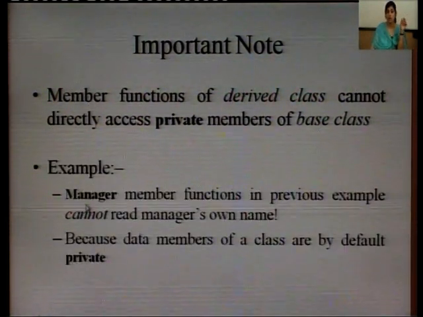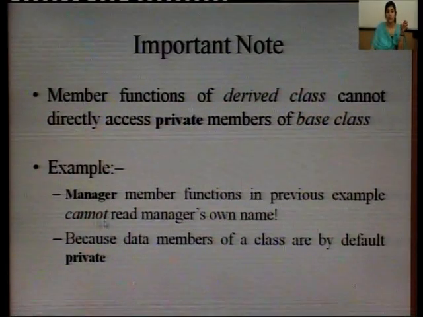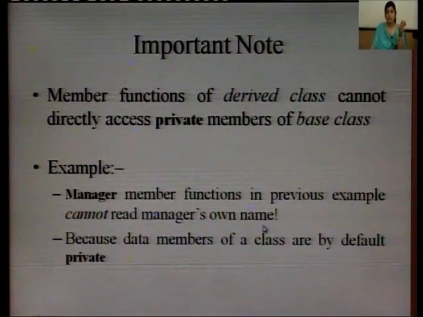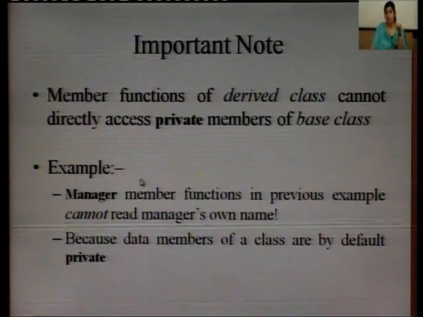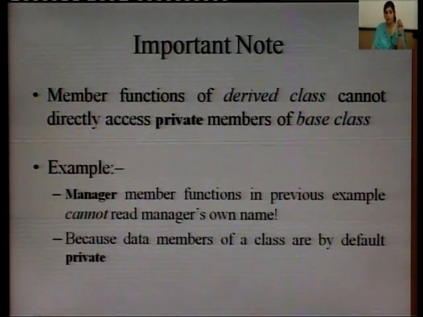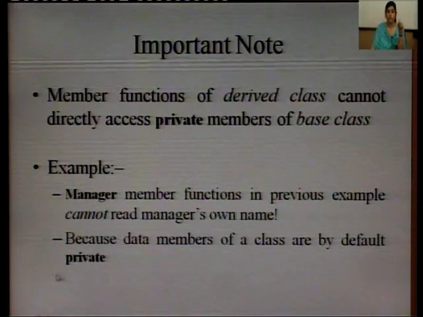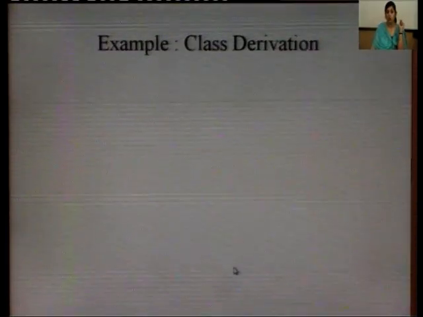Now, for example, suppose the Manager member function in the previous example that we have already done cannot read the manager's own name. Means the private data cannot be accessed outside the class, or by any class derived from that base class, because the data members of a class are by default private. Now class derivation.